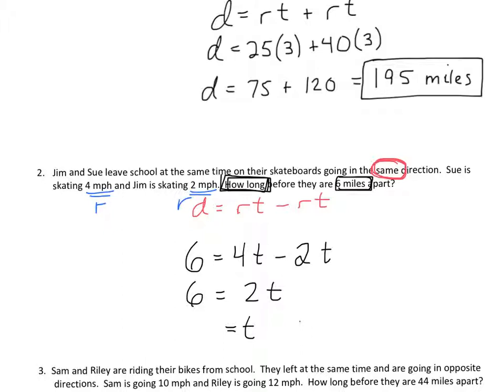So how long will it take? Let's call on, I don't know, how about Emerald? Emerald, how long is it going to take? Good, Emerald. 3. So what are the units attached to the 3? Look at your rate. What would the units attached to time be? We're just talking time. Fantastic. It's going to be hours. So it takes 3 hours for them to be 6 miles apart.